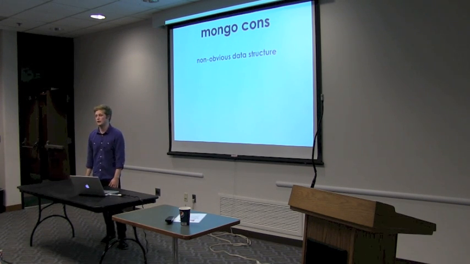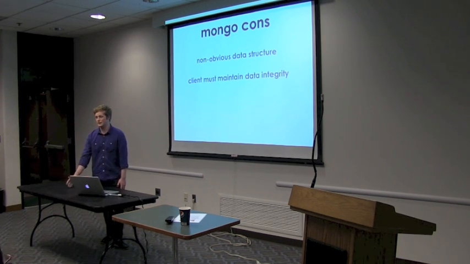The data structure is obviously not obvious at all. In SQL, you can do describe table, you can do show create table, because the table was instantiated with certain columns. That doesn't exist in Mongo. So to know what the actual data structure is, you have to pull back data and look at it yourself.